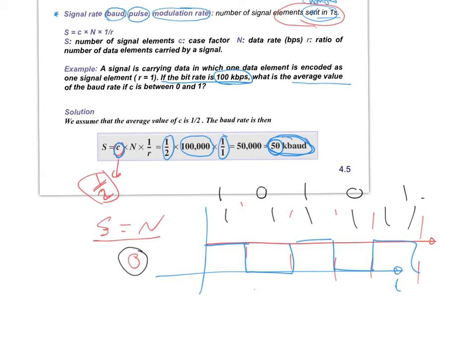Why do I say that this is the minimum? No, this is good. This is actually non-return to zero. I didn't hear. What do you say? Okay. Yes.